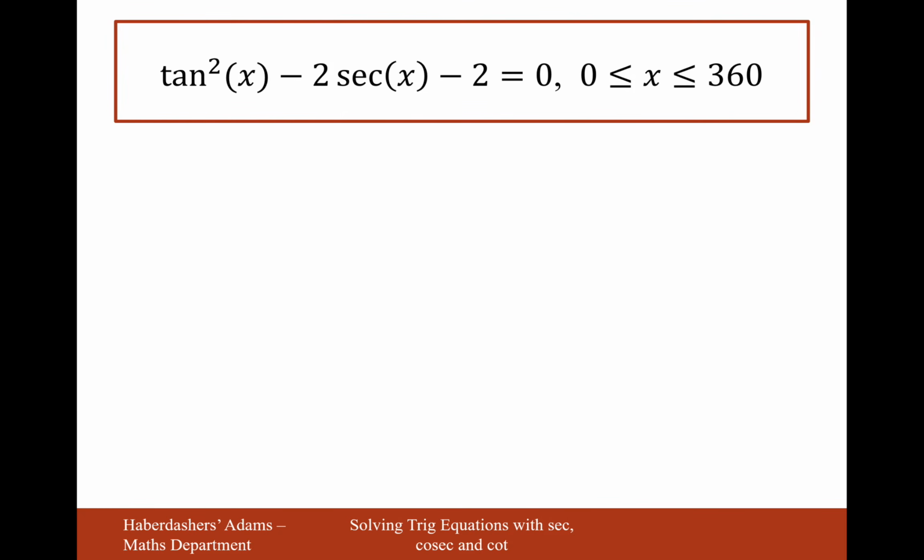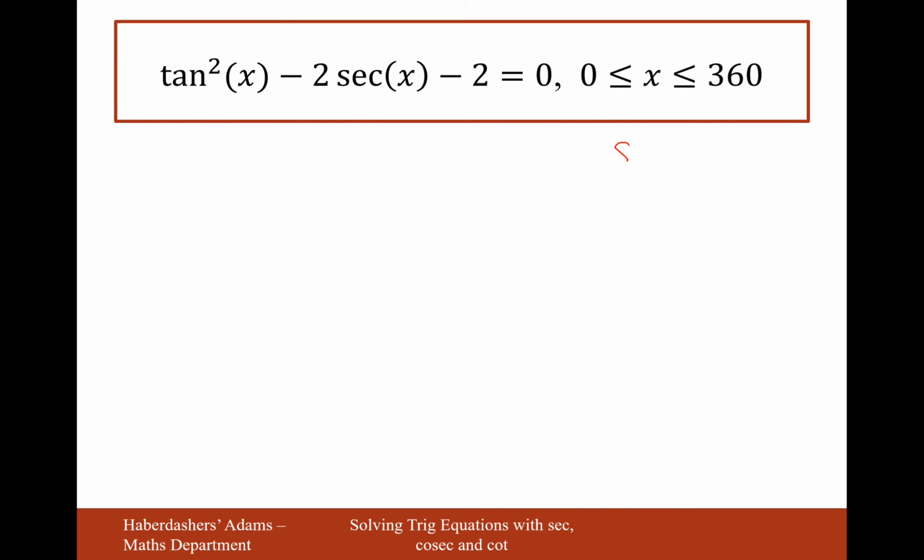Right, okay, let's move on to the next question then. We have tan squared x minus 2 sec x minus 2 equals 0. And let's just check we're on the calculator in degrees mode. Right, okay, so here's what we're going to do for this question. In a very similar way to the ones we did where it was cos squared and then a sine later on, we're going to turn tan into something sec-y.